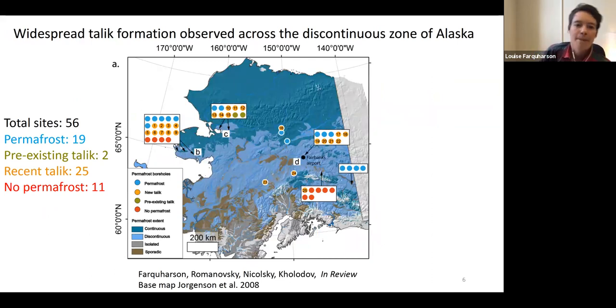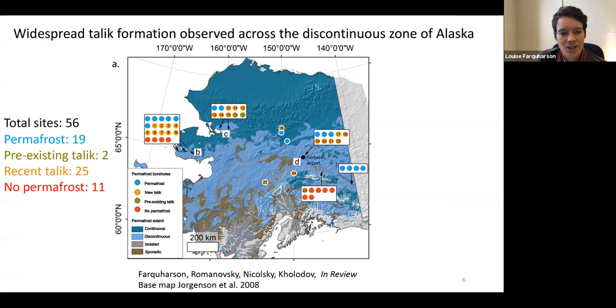This map shows a range of our borehole locations. Those are all boreholes that are installed and maintained as part of the Arctic Observation Network project. We also have sites within the continuous permafrost zone too, but none of them exhibited signs of talik formation. So we focus primarily on the discontinuous zone.